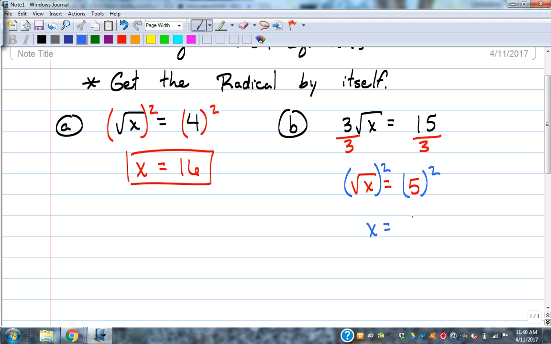Okay, so what did you say you did right there? Squared both sides. Okay, you squared both sides. So yeah, that's what that says. It's squared both sides. 5 times 5. That's squaring.